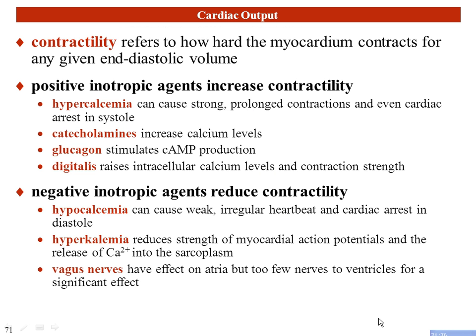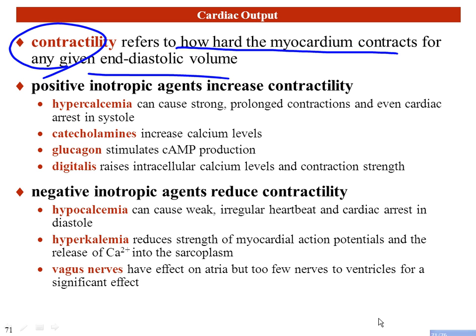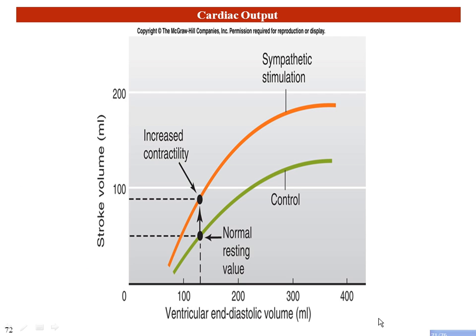Okay. Next is contractility. Contractility refers to how hard the myocardium contracts at any given end-diastolic volume. Think of this as contraction strength on top of the Frank-Starling law of the heart here. So here, this line follows the Frank-Starling law of the heart. Increase in end-diastolic volume, increase in contraction strength. But at any point, overriding factors can basically increase this force.